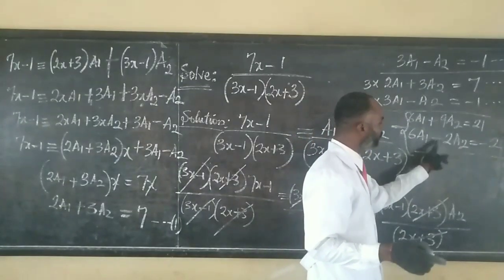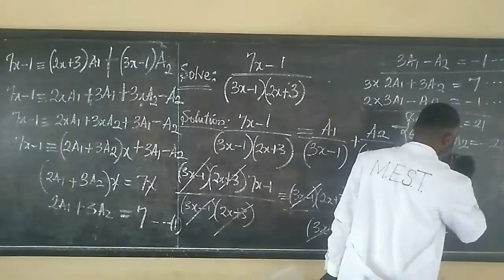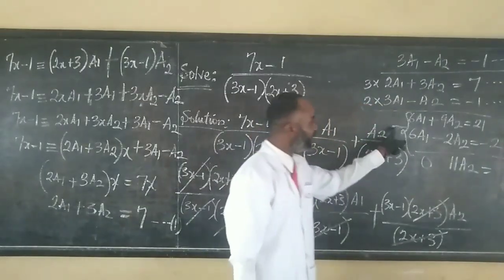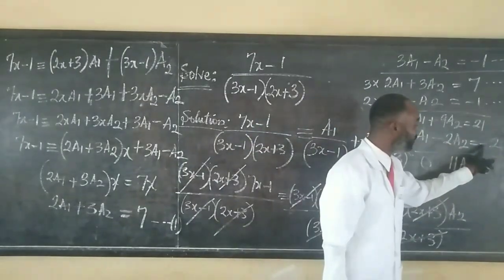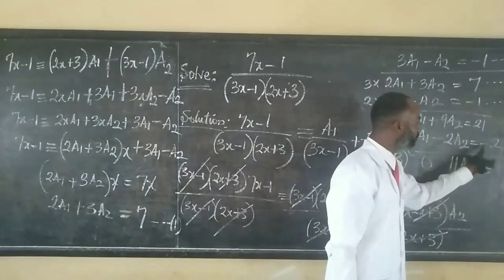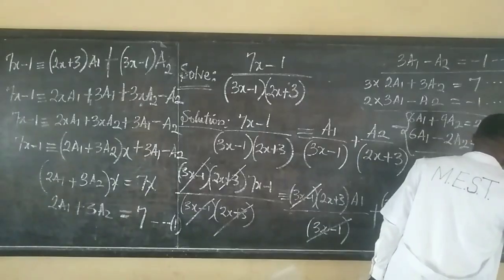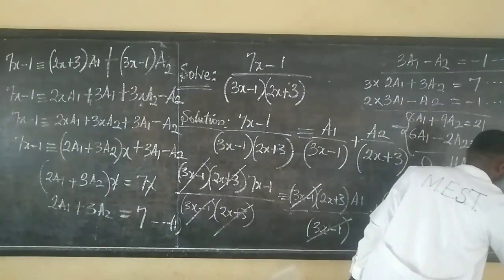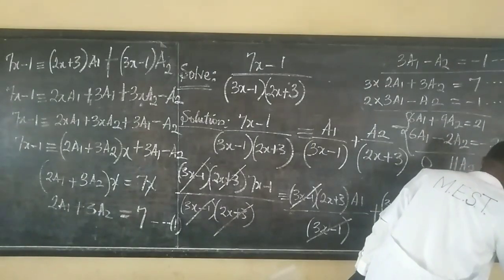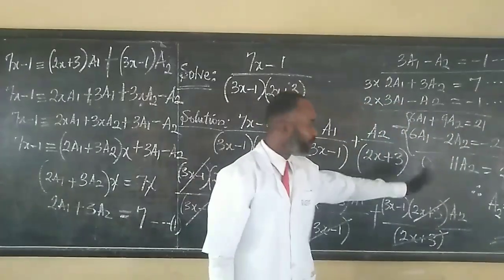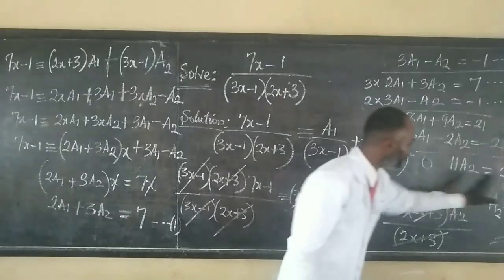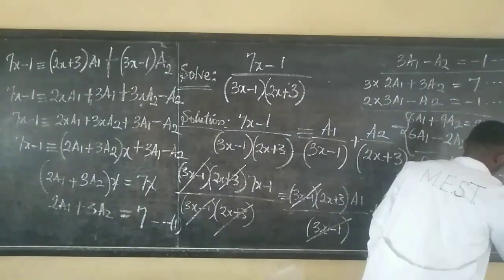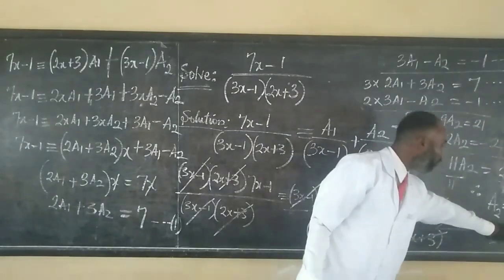It becomes 9a2 plus 2a2, and it becomes 11a2. What happens here is very simple. The elimination operator minus changes this to plus. It becomes 21 plus 2, and this gives us 23. Therefore, a2 is equal to 23 over 11, by the time we divide both sides by 11. What remains is a2 equals 23 over 11.